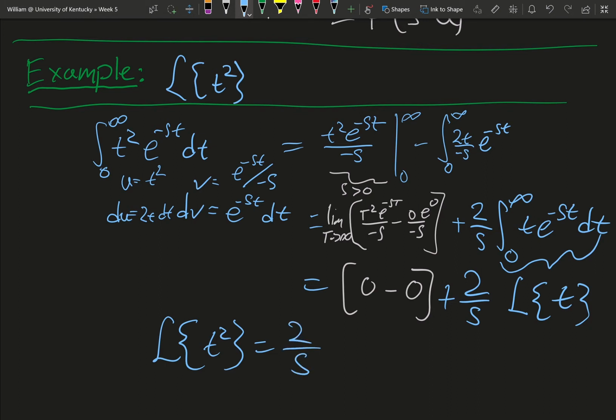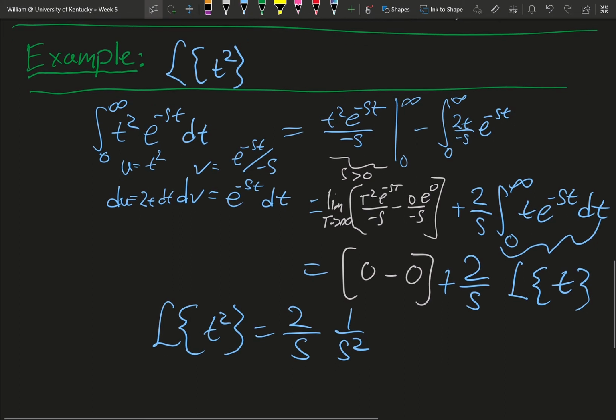So we get that the Laplace transform of t squared is 2 over s times the Laplace transform of t, which remember we just saw is 1 over s squared. So if we simplify, we get the Laplace transform of t squared is 2 over s cubed.